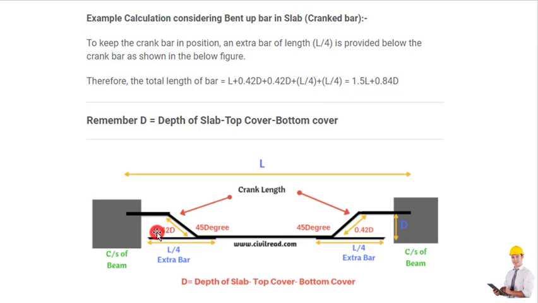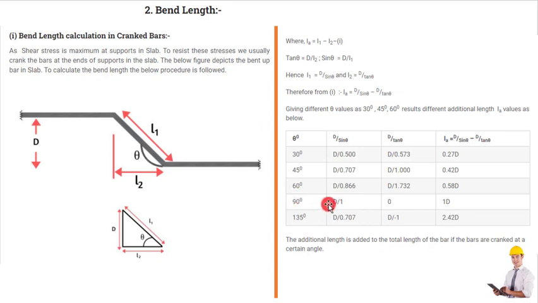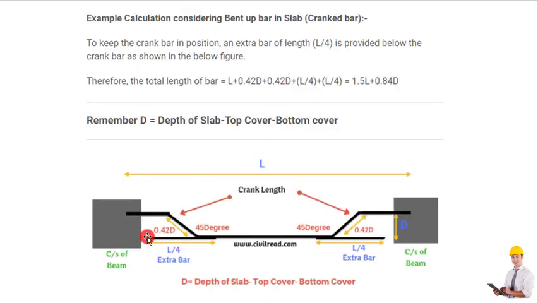And why are we considering 0.42D? As we have discussed in the previous slide, if the angle is 45 degrees, we need to take 0.42D as the additional length, right? So in this example, the angle given is 45 degrees, right? So that is the reason we are considering the additional length as 0.42d at this side and 0.42d at this side, because the bar is cranked at both sides, left and right. So L plus 0.42d and then again 0.42d, because there are two additional lengths.